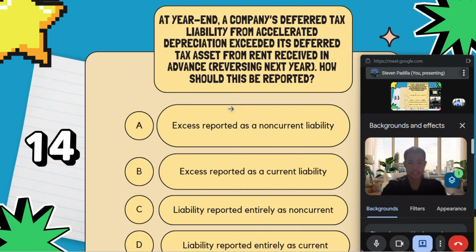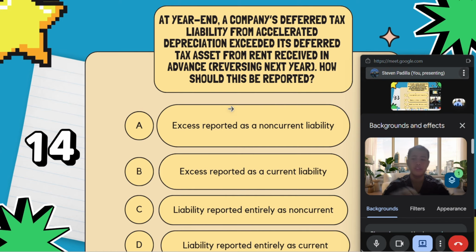At year end, a deferred tax liability from accelerated depreciation exceeded its deferred tax asset from rent received in advance, reversing next year. How should this be reported?